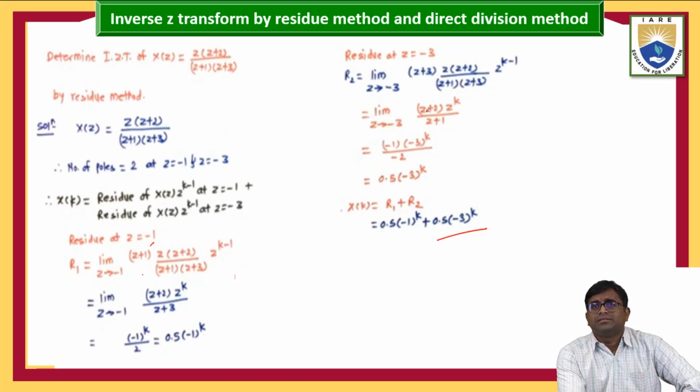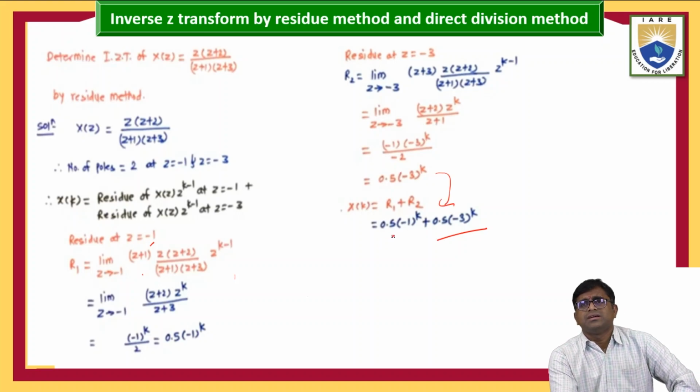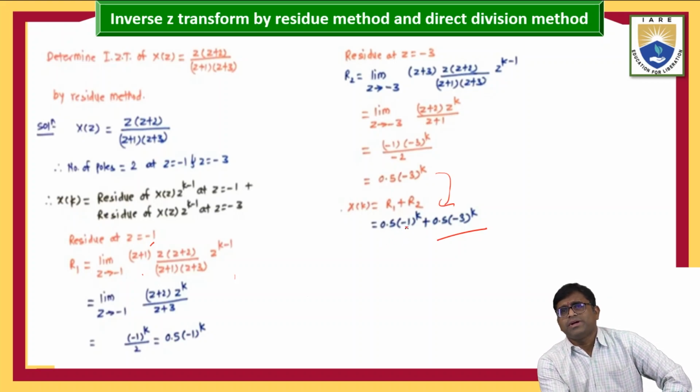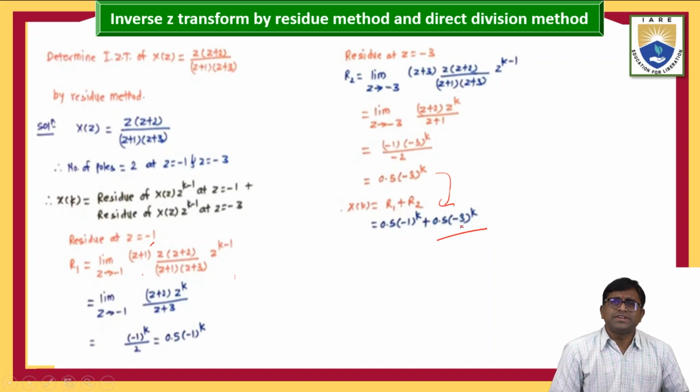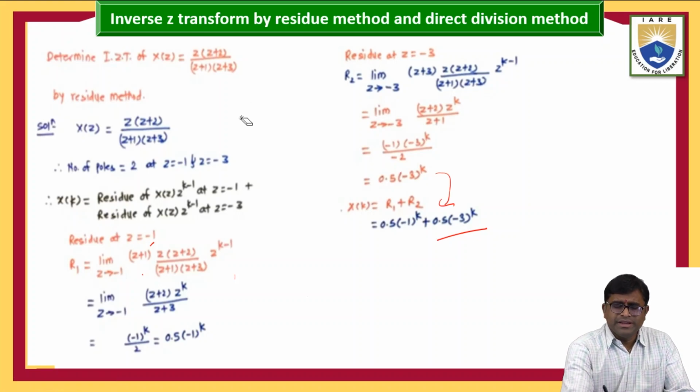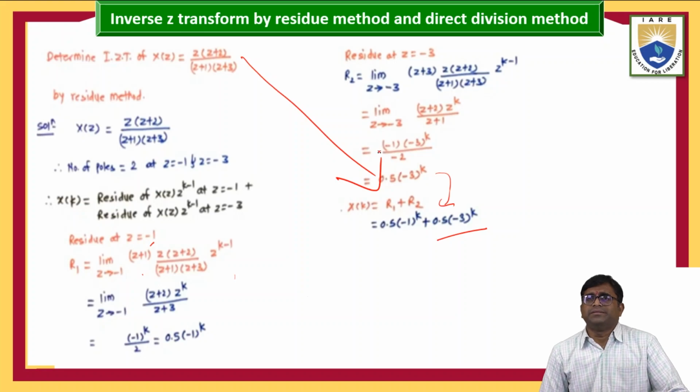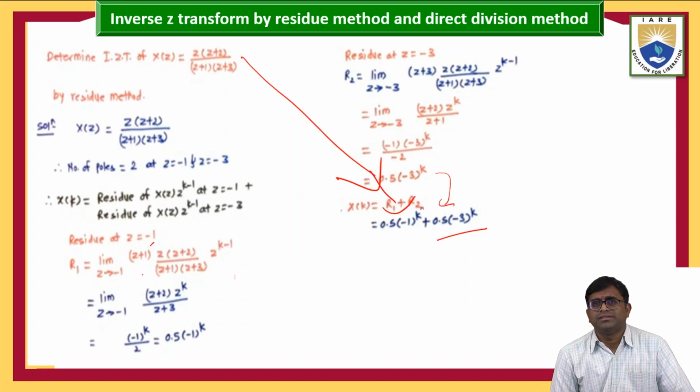So z equal to minus 3 now. Minus 3 plus 1 is minus 2, into minus 1, whole power of minus 3 whole power of k. So minus 1 into minus 3 whole power of k by minus 3 plus 1, that is minus 2. For this one, the solution is 0.5 into minus 3 whole power of k. After adding these two, we get 0.5 into minus 1 power of k plus 0.5 into minus 3 power of k. This is the inverse transform of the given function using the residue method. This is the final answer.